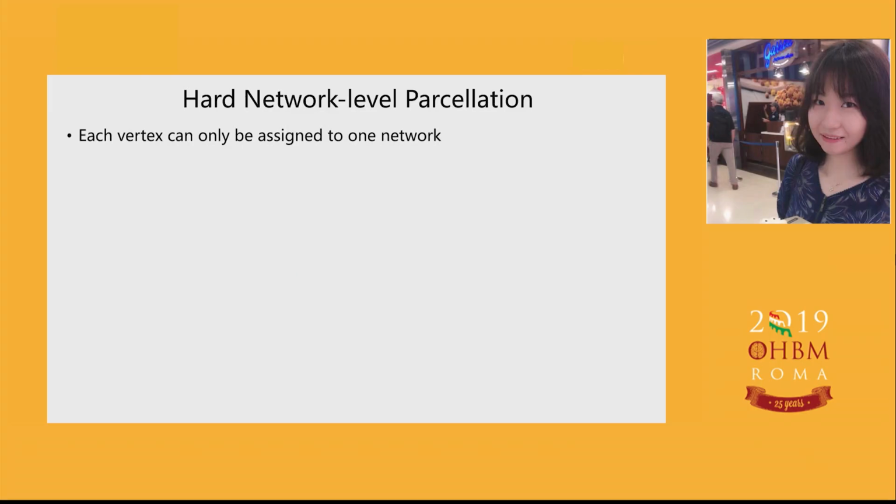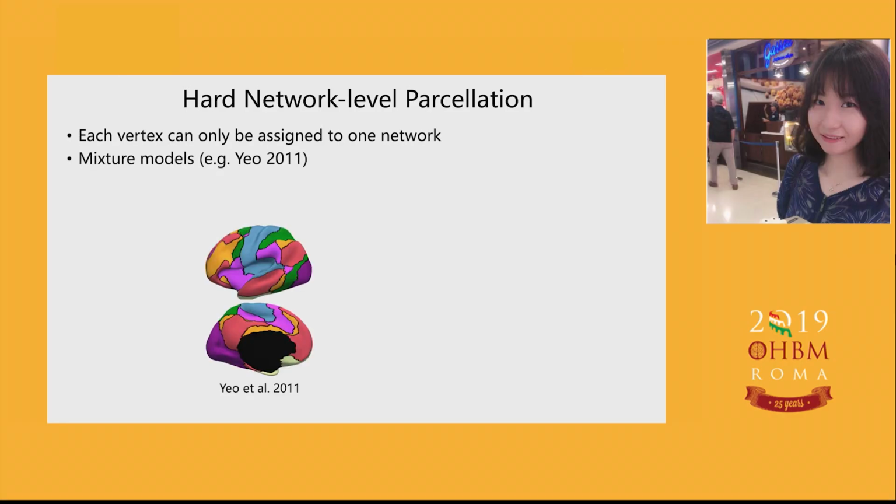These network level parcellations can be grouped into two categories. The first category is hard parcellation. For hard parcellation, each vertex can only be assigned into one network. Mixture model is one of the common approaches people can apply to estimate a hard network level parcellation. For example, here I'm showing the 7 network parcellation from Yeo 2011. Different colors represent different networks, and we can see that the networks are not overlapping with each other because each vertex is only allowed to be assigned into one network.